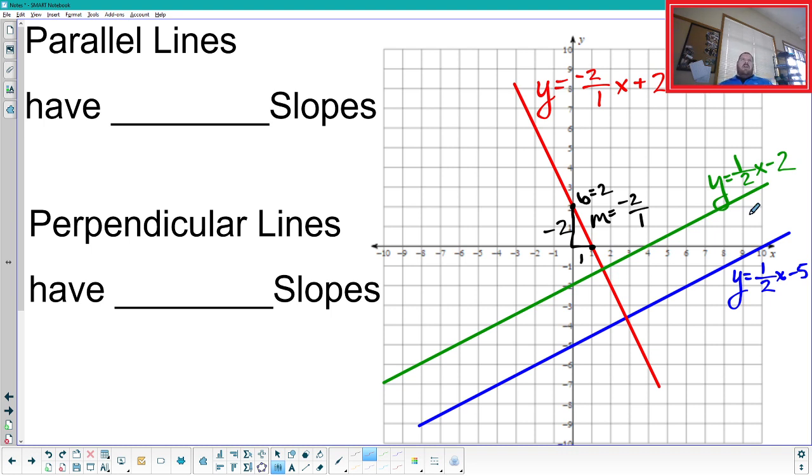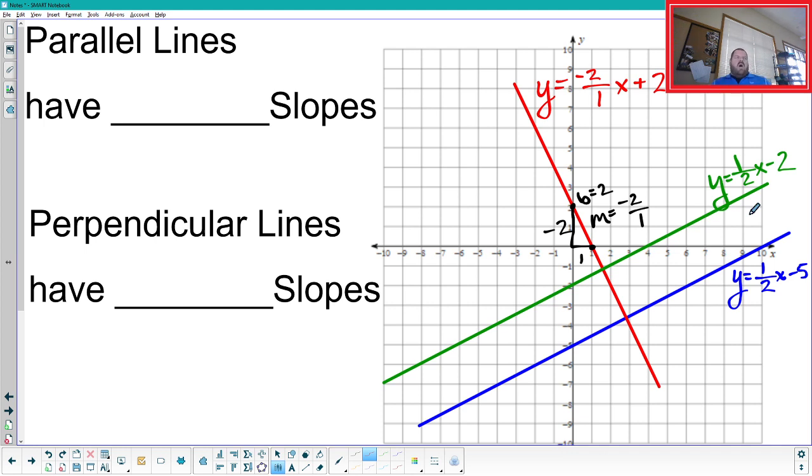But if you notice on the left, I'm not talking about those equations at all. I'm talking about parallel lines and perpendicular lines. The blue and the green line are parallel. Blue and green lines are parallel. They're never going to cross. They're going to keep going the same way for the same amount of time. And that means they're parallel.